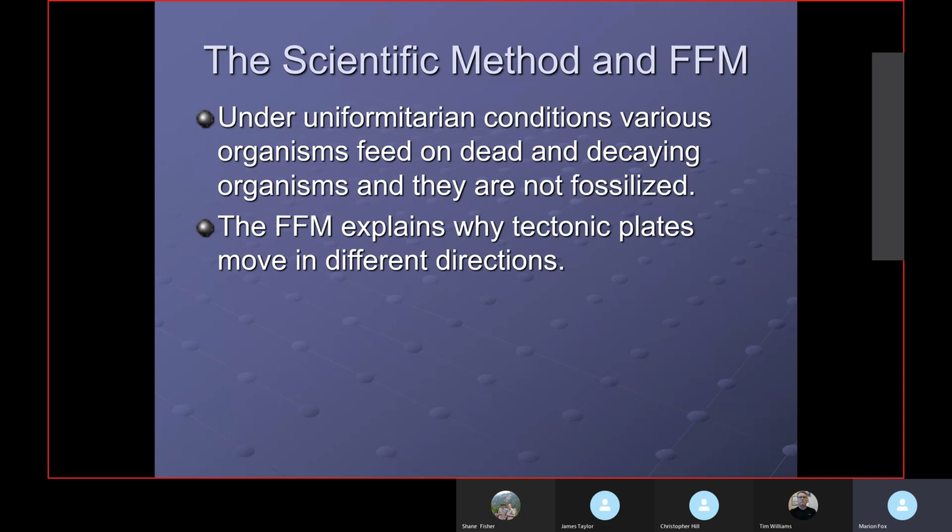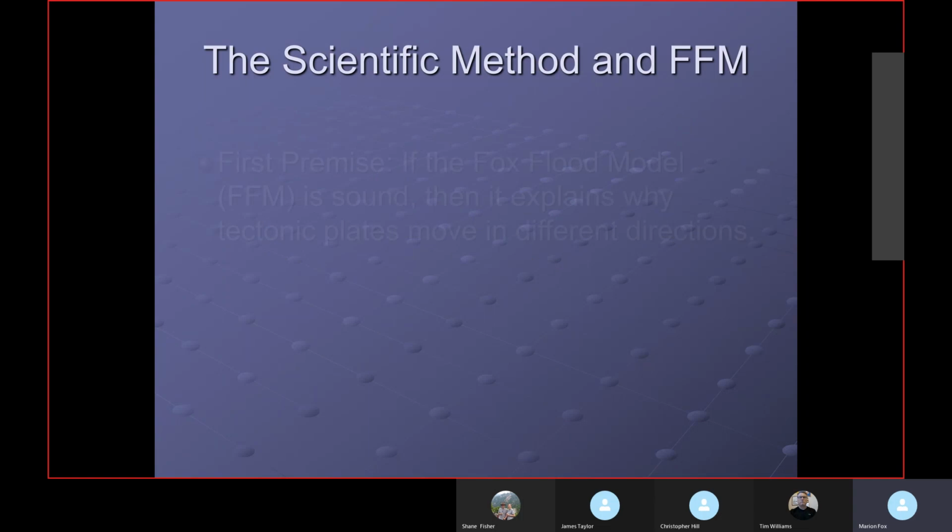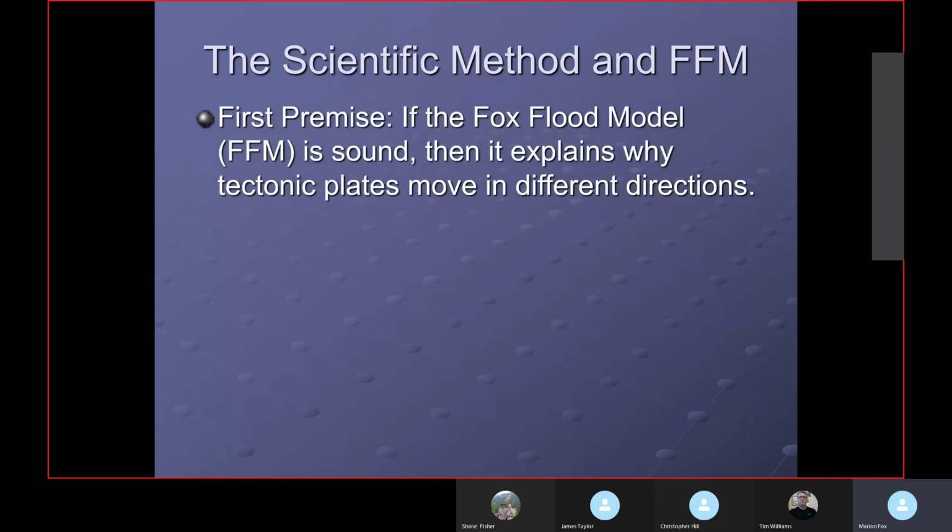The Fox flood model explains why tectonic plates move in different directions. I'm going to try to make a chart for this, but think of it this way: you have two circles, one bigger than the other, the bigger being the Earth and the other being Mercury. The gravity of Mercury pulls on different parts of the Earth at different angles. And so the plates, if they break up, and we do have plates, will be pulled in different directions by the gravity.